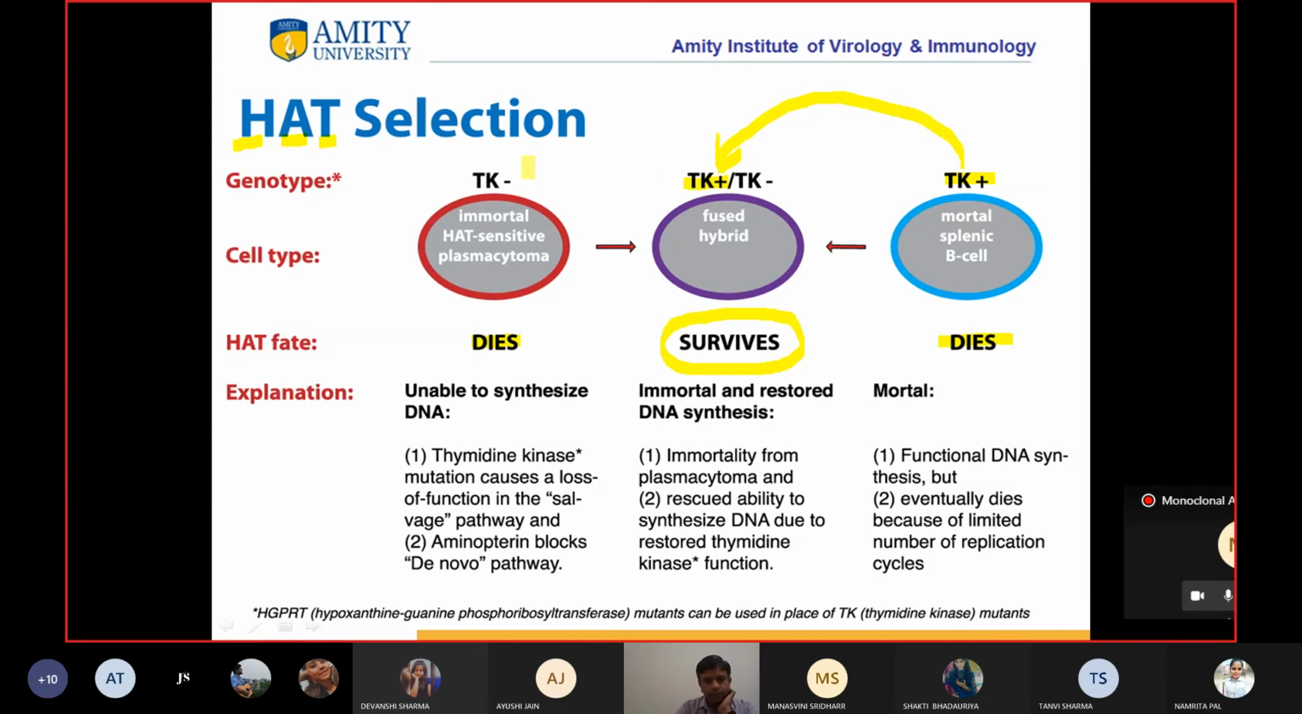You can either do mutation in thymidine kinase, TK, or you can do mutation in HGPRT. So you can either mutate HGPRT or you can use the TK mutant. I think this is very simple.